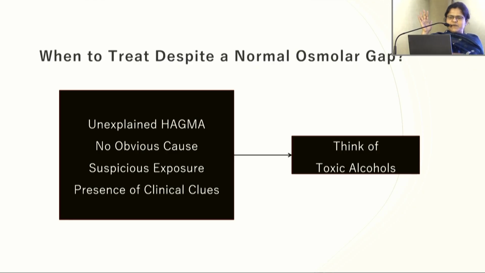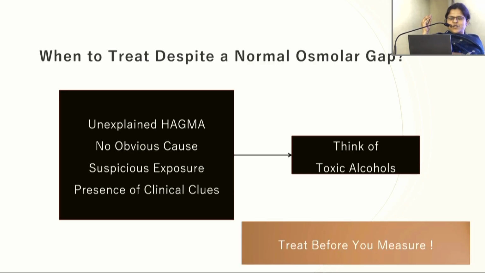So when to treat despite a normal osmolar gap? Whenever you have a patient with an unexplained high anion gap metabolic acidosis with no obvious cause, suspicious exposure, and with the presence of clinical clues, you can think of toxic alcohols. And what you have to remember is, you have to treat before you measure the serum concentration levels. You always start treating the patient empirically. So what is the definitive diagnostic measure? You have to measure the serum methanol levels or ethylene glycol levels, which might not be available in all places, right? So you can treat before you measure the serum levels.